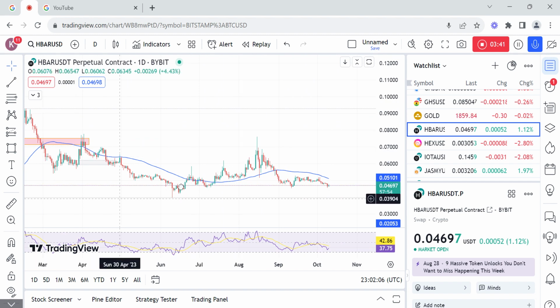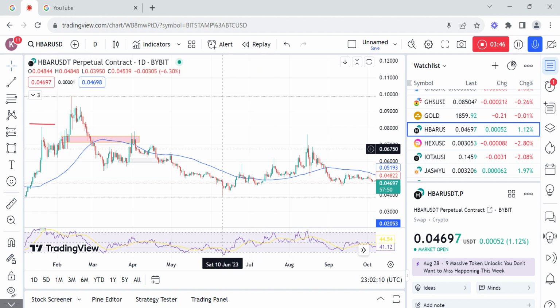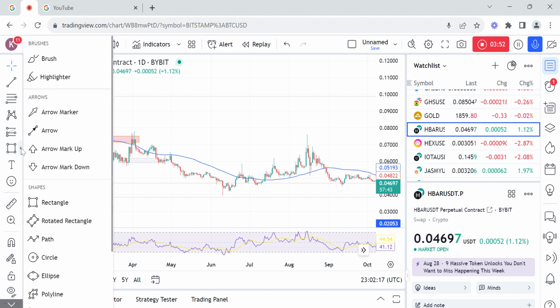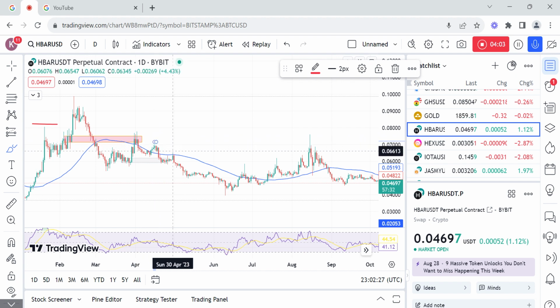So why am I saying this? A similar scenario that happened on the weekly transpired on this side too. So how did it happen? Let me go for a brush tool. So this is our brush tool. As you can see, there are stops here, there are stops here, stops here. See. So what did the market do?